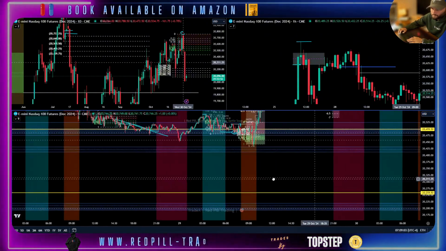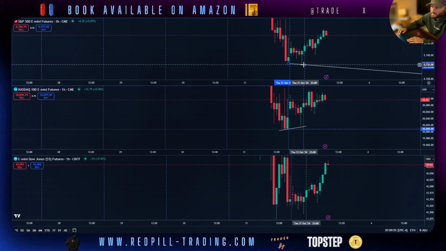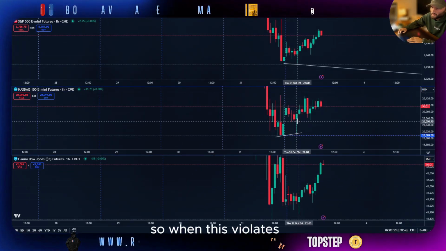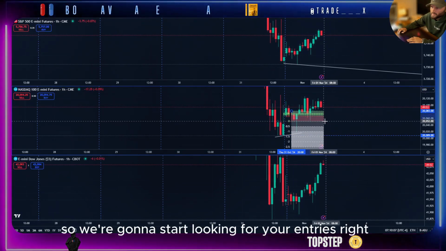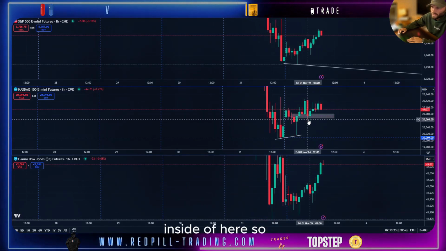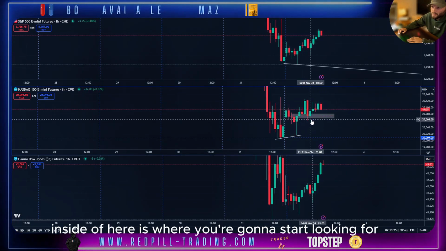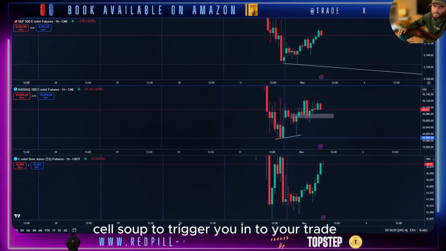All right. So today, for example, this is with ES soup in the low. When this violates, this is where you're going to start looking for your entries. Inside of here is where you're going to start looking for your lower time frame turtle soup to trigger you into your trade.